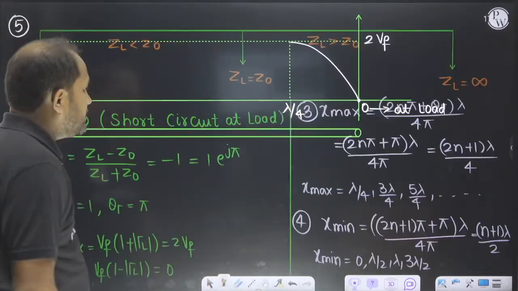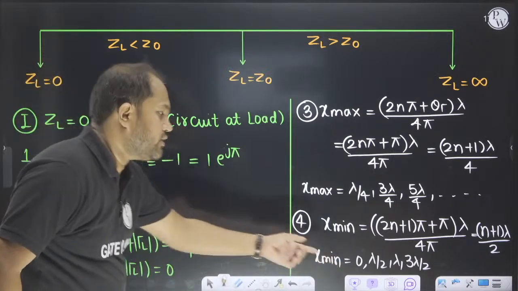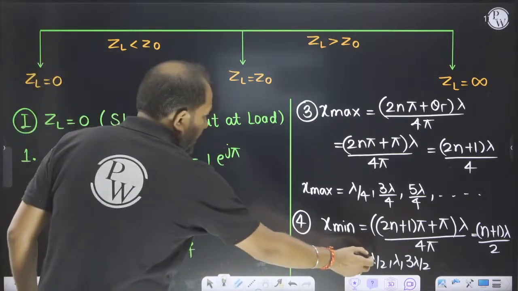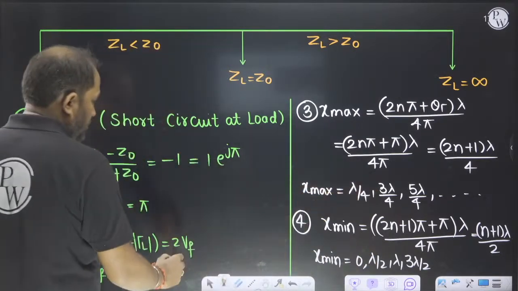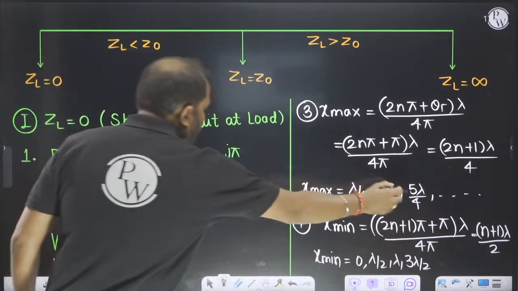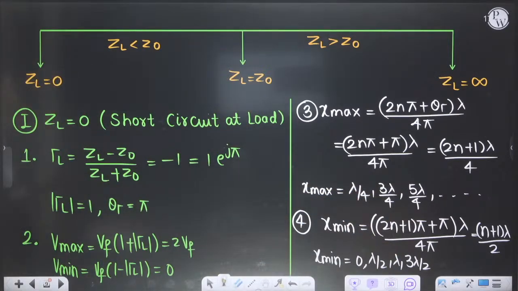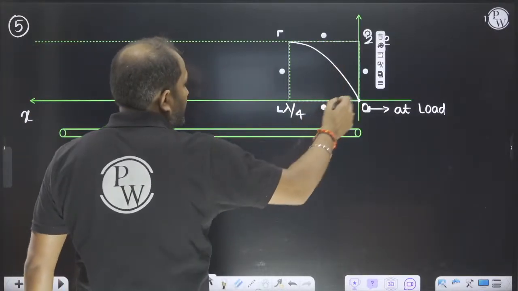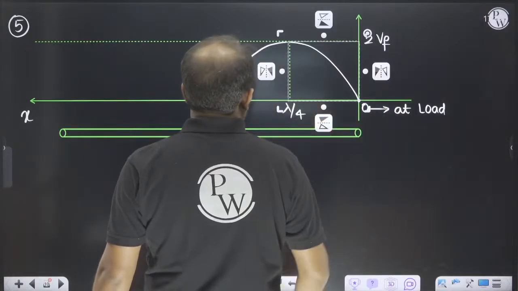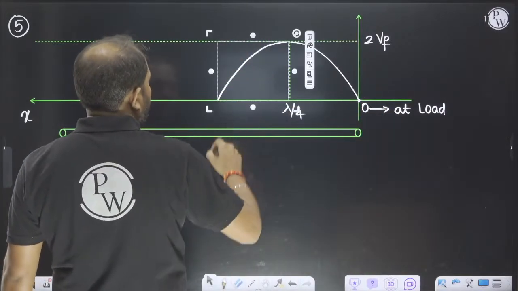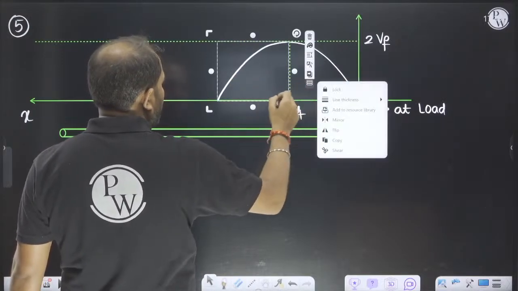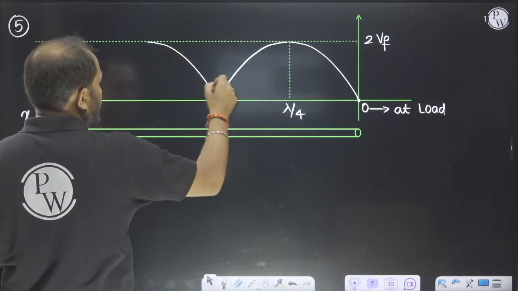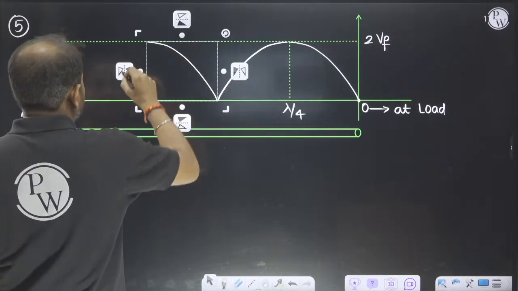So you can understand there is 0 at x is equal to 0. There is 2 VF at lambda by 4. Then there is minima at lambda by 2, maxima at 3 lambda by 4, minima at lambda, maxima at 5 lambda by 4. So minima and maxima will occur alternately. So minima at load, then maximum at lambda by 4, then minimum at lambda by 2, then maximum at 3 lambda by 4. So we can see here.